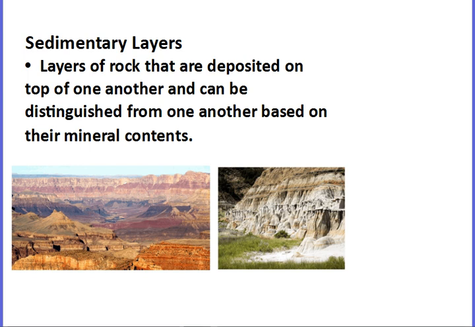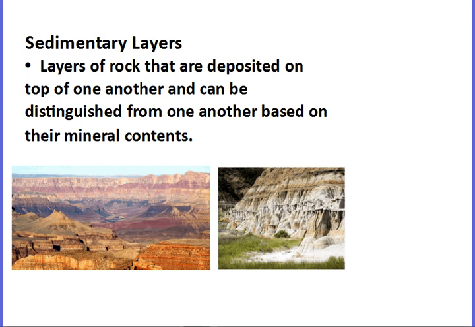Sedimentary layers are just layers of rock that are deposited on top of one another, and we can tell them apart because they have different mineral contents and they look different. In these images, like from the Grand Canyon on the left, you can see the different colored stripes of rock, and they're different colors because at the times those rock layers were formed, the types of minerals that were in the atmosphere and in the water added to the sediments and provided different elements to give different colors to the rocks at that time.